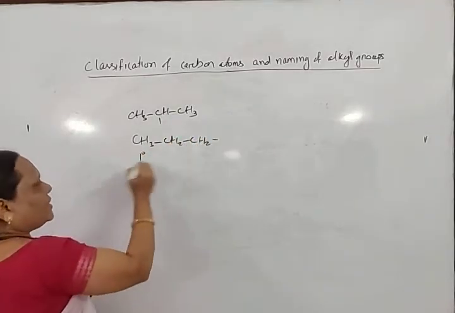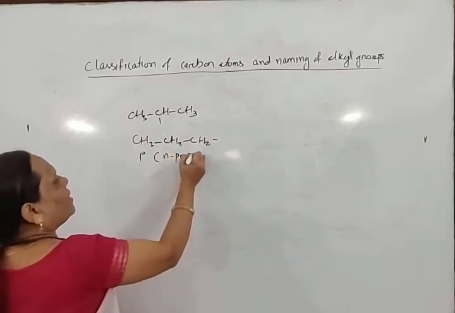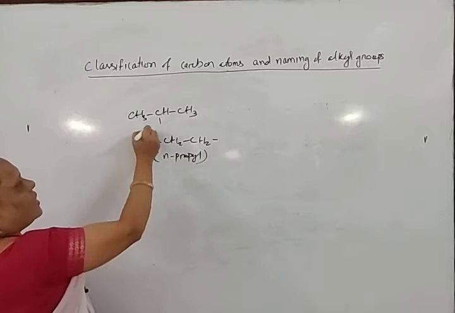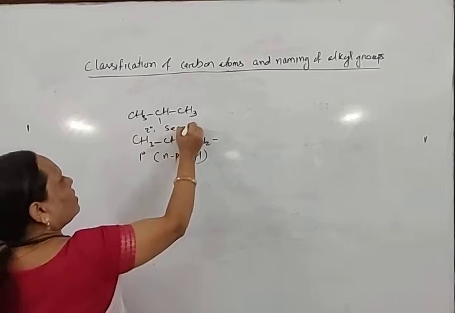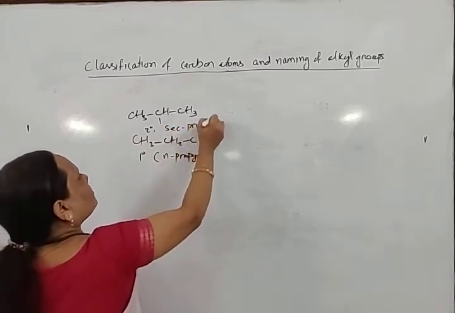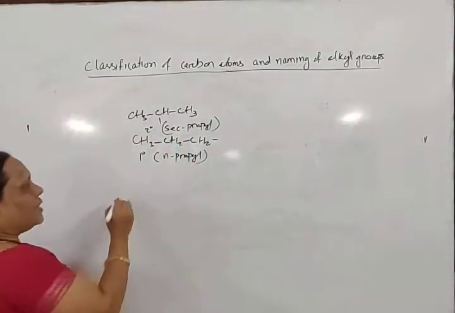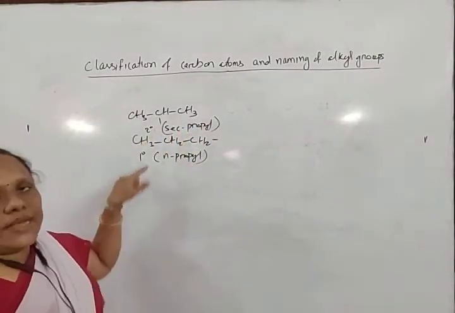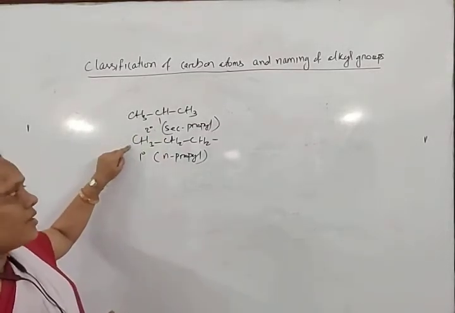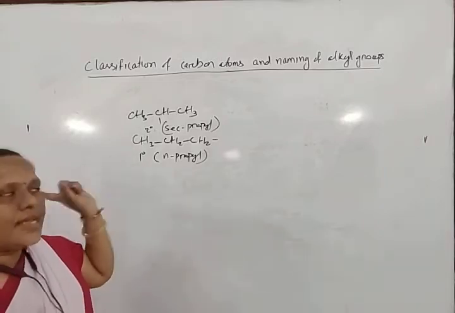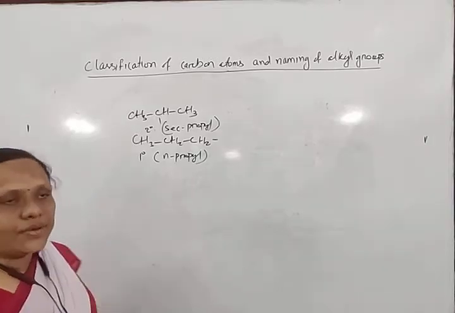So this is a primary alkyl group, also known as n-propyl. And this one is secondary, also known as sec-propyl, secondary propyl. So in this way, in propyl there are two types of alkyl group. If hydrogen is removed from one end, this gives you the primary. Same thing: either from the first or last carbon, if the hydrogen is removed, this gives you the same alkyl group.